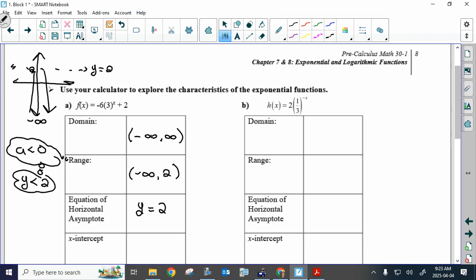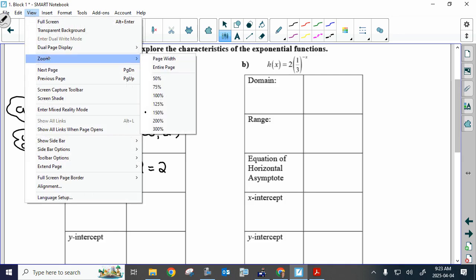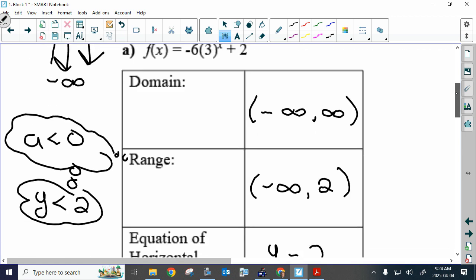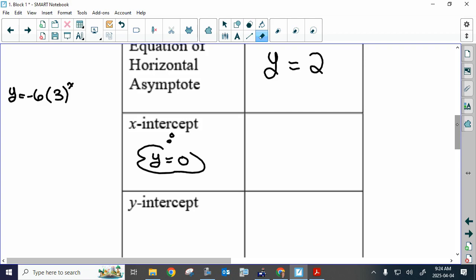When I say x-intercept, what are you thinking? Y is equal to 0. So let's just see if we can do some algebra on this and see if we know how to figure out the x-intercept algebraically. If we want to use the graphing calculator, we totally can. What was the equation, Hannah? Can you just read it to me? Negative 6 times 3 to the x plus 2. Perfect, thank you.